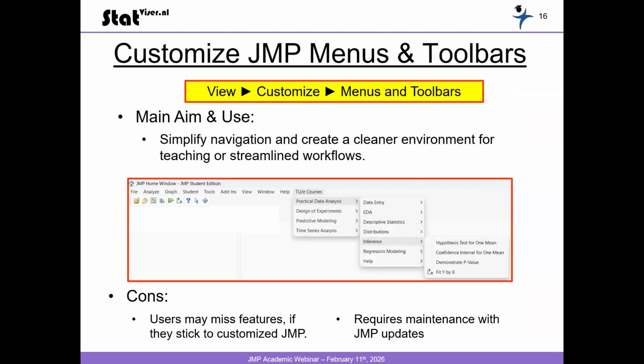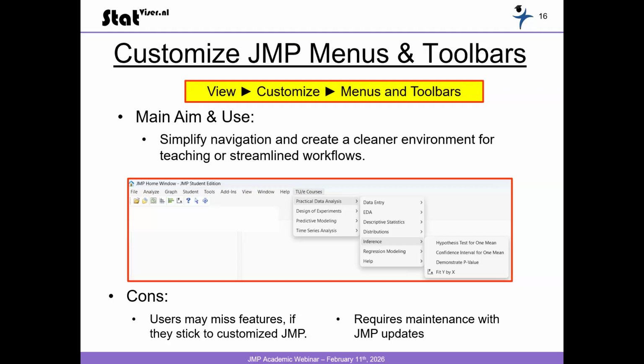Through the View, Customize Menus and Toolbars menu, it's possible to hide menu items and toolbars in the JMP screen that are not needed in a specific course. This feature allows you to reduce the information load on new users, whereas on the other hand, the logic of the menus is quite strong. So I think that for a number of students, it's not really a problem.